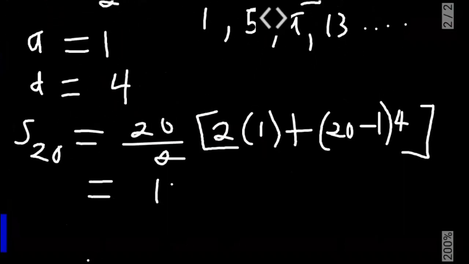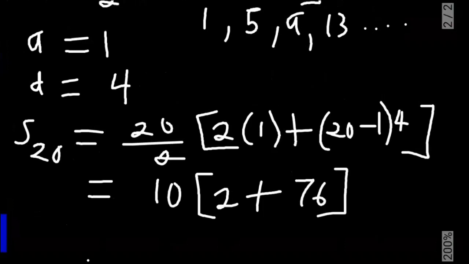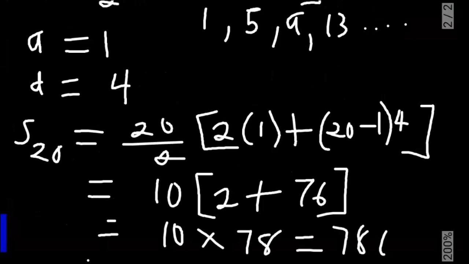Here we have 10 multiplied by 2 plus 20 minus 1, which is 19, and 19 multiplied by 4, we have 76. 76 plus 2 is 78. So we have 10 multiplied by 78, and this is 780. So the sum of the first 20 terms of that linear sequence, our arithmetic progression, is 780. Let's take another question.